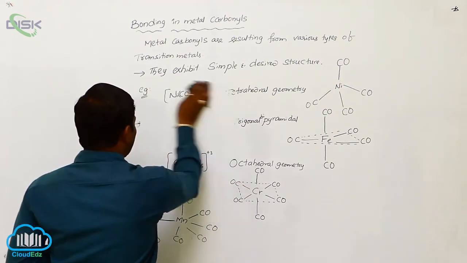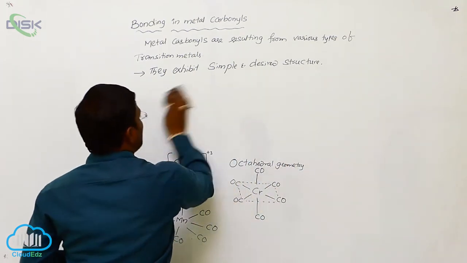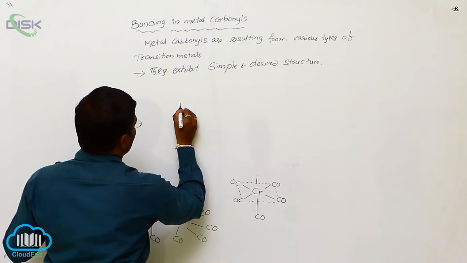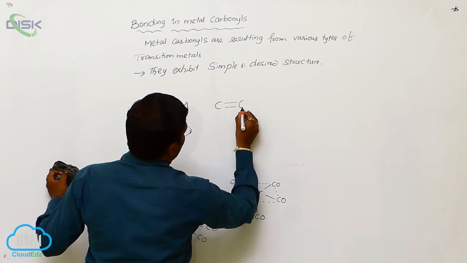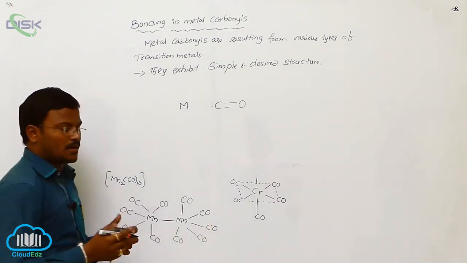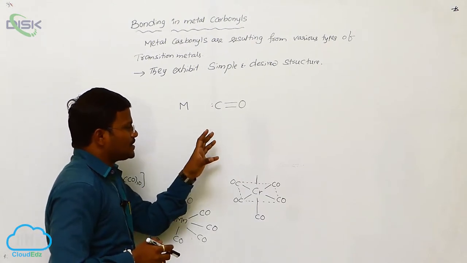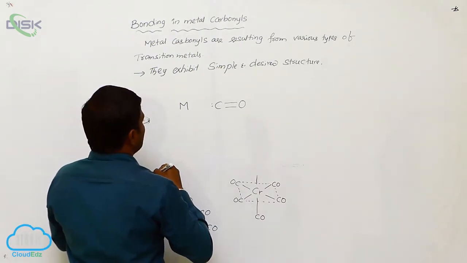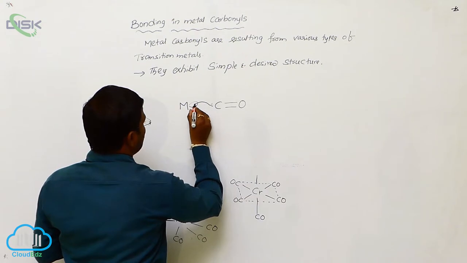Coming to the bonding nature of metal carbonyls, that means the nature of the bond present between the metal atom and the carbonyl ligand. The carbon atom is going to donate its non-bonding pair of electrons when the carbon monoxide or carbonyl species wants to form a coordination covalent bond with the metal. Here generally the metal atoms have non-bonding pairs of electrons, which are going to shift here.